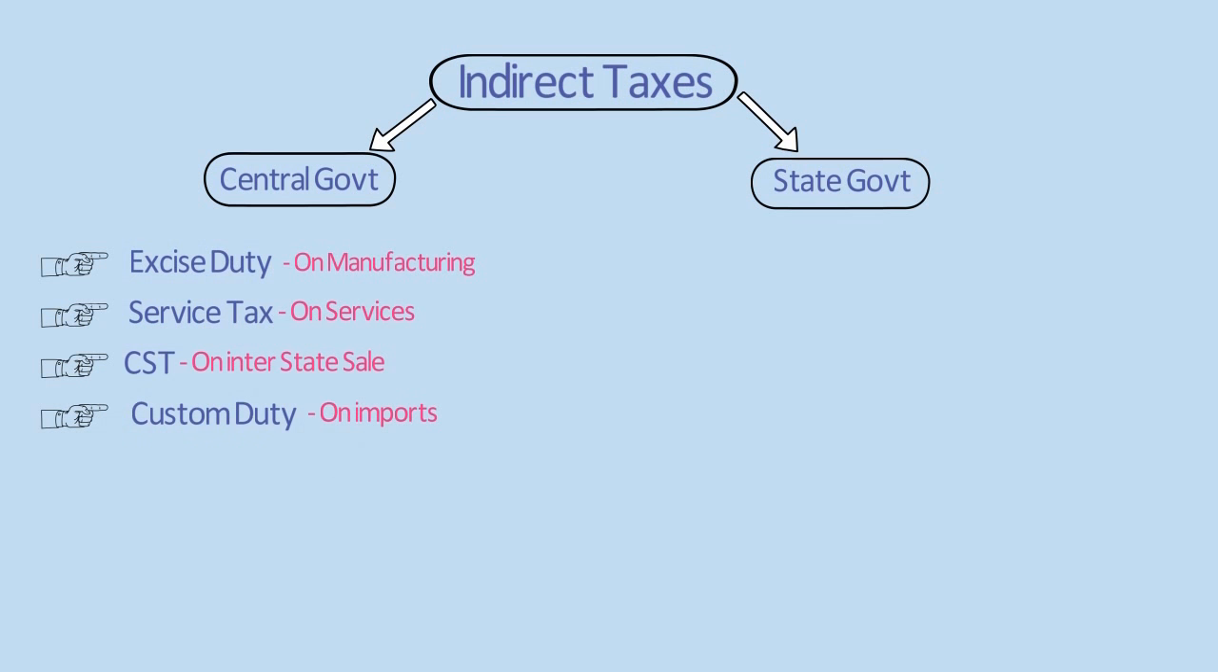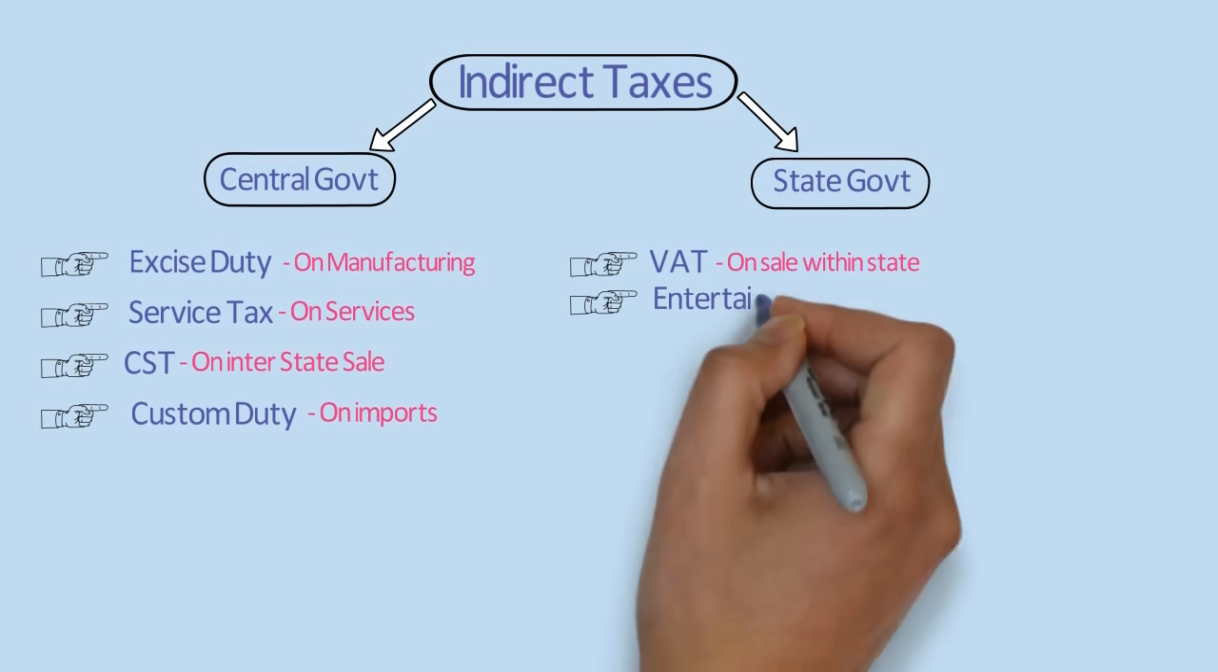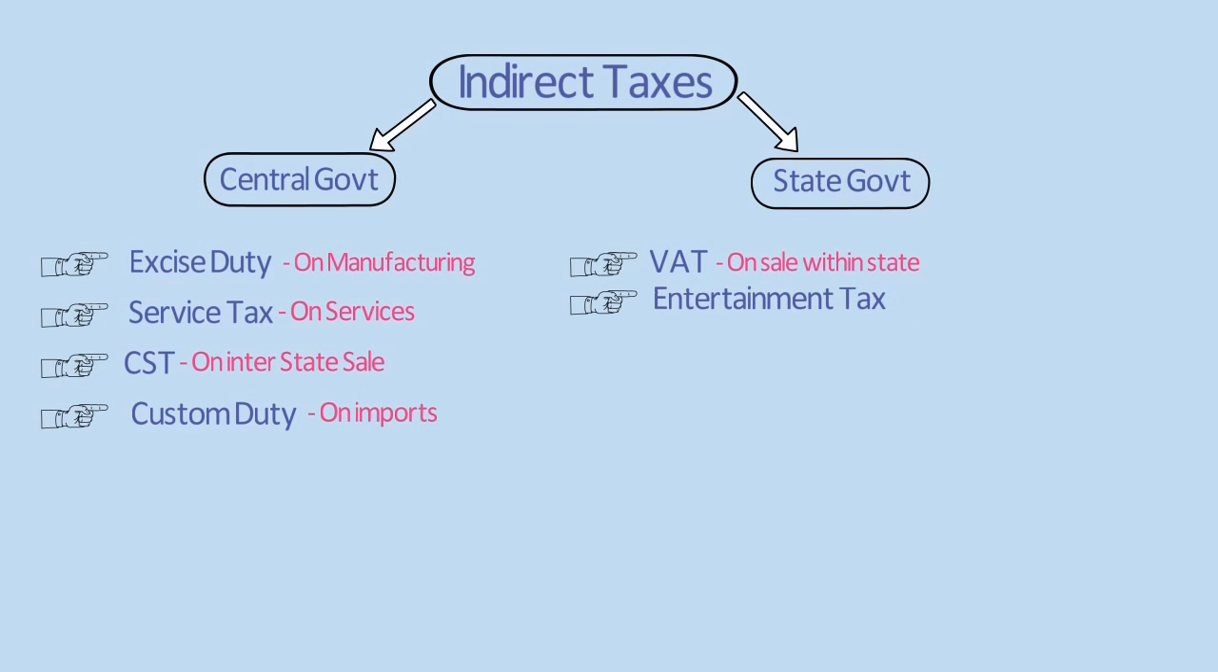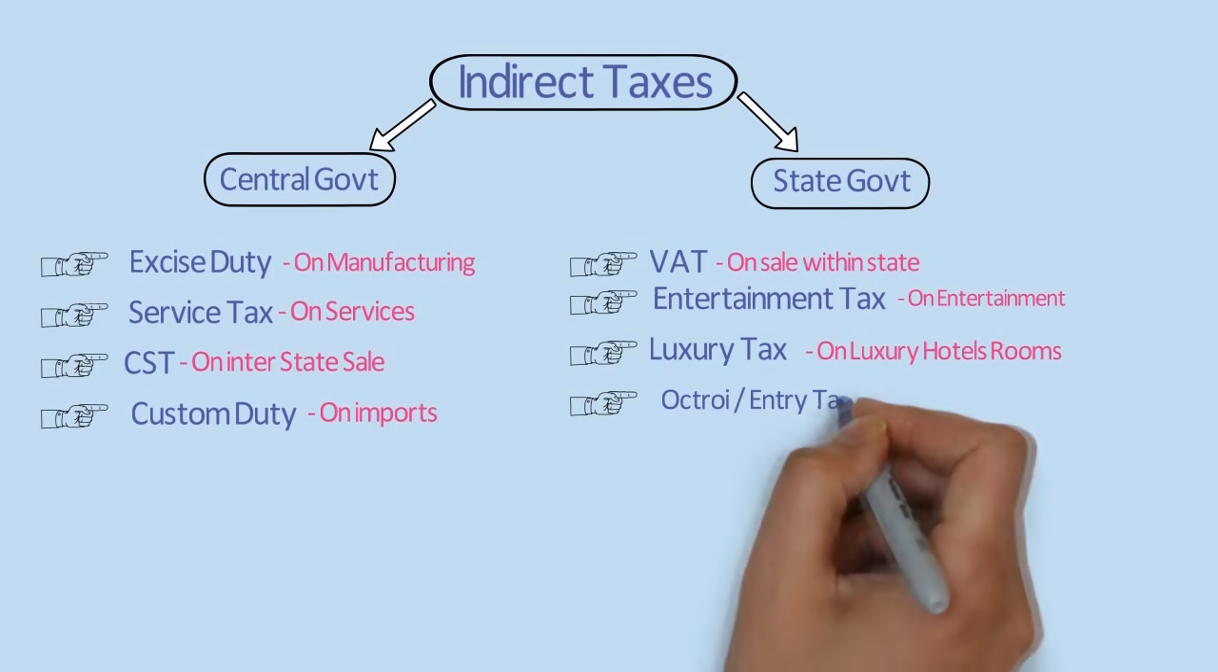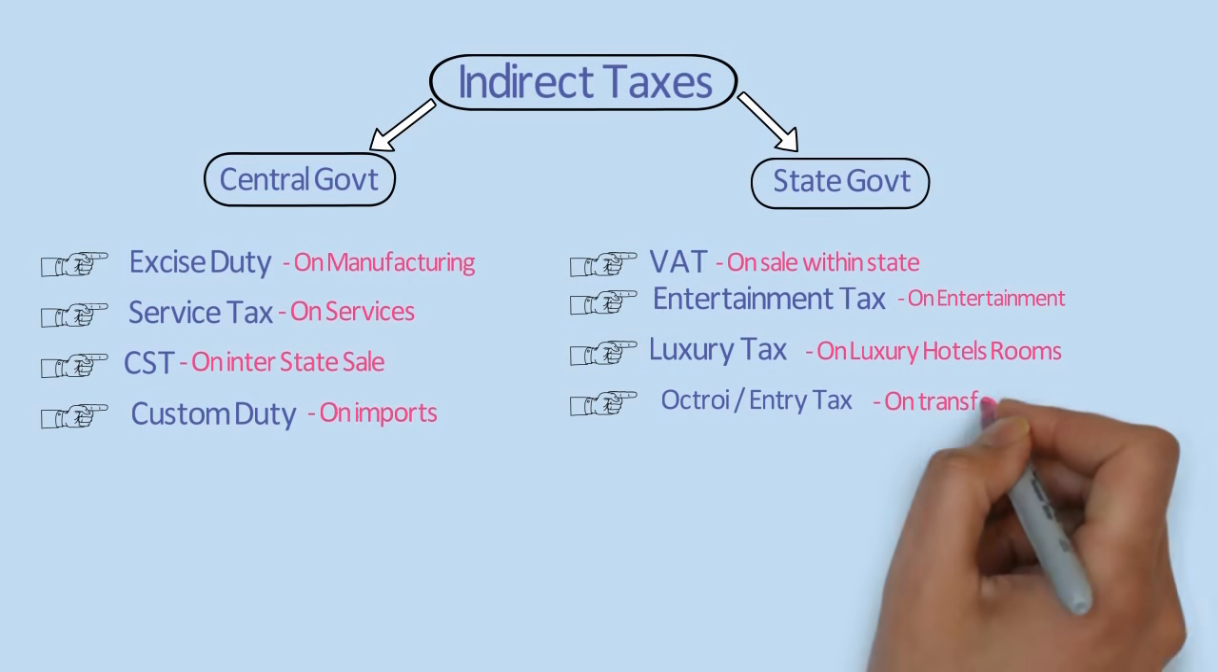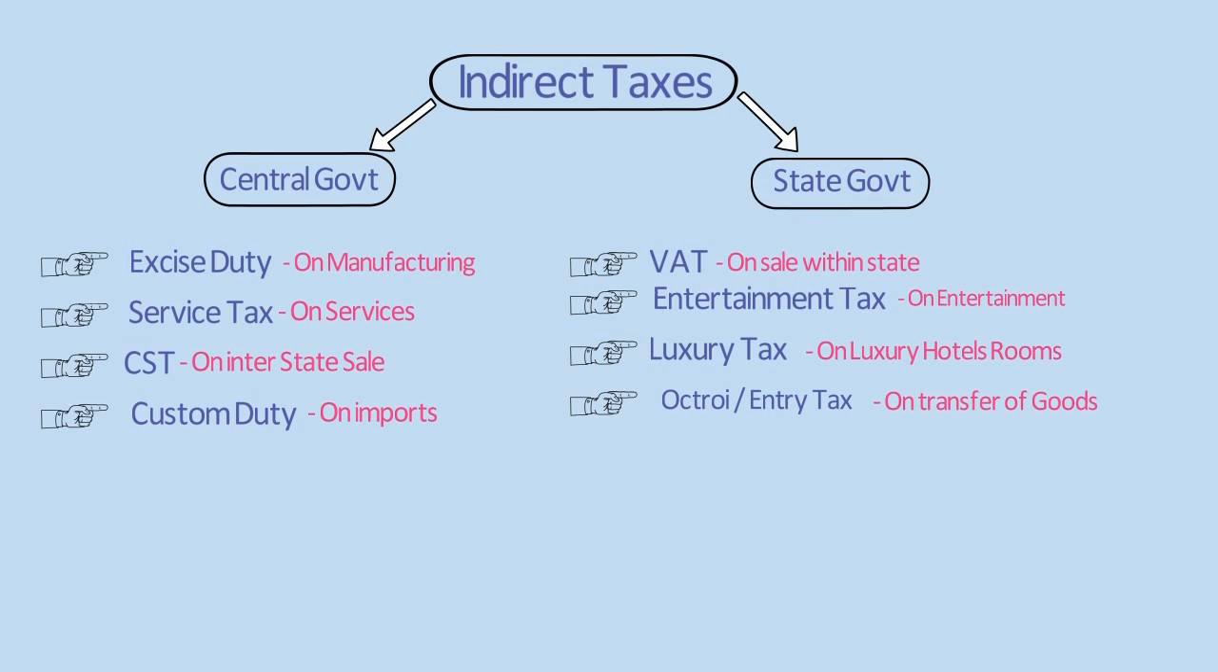Some major indirect taxes levied by state government are value added tax or VAT, it is charged when goods are sold within the state. Entertainment tax, it is imposed on various forms of entertainment, example on movie tickets. Luxury tax, it is imposed on luxury hotel rooms. Octroi or entry tax, some state government levy octroi when goods enters the state. This was a quick overview of major indirect taxes imposed by center and state.